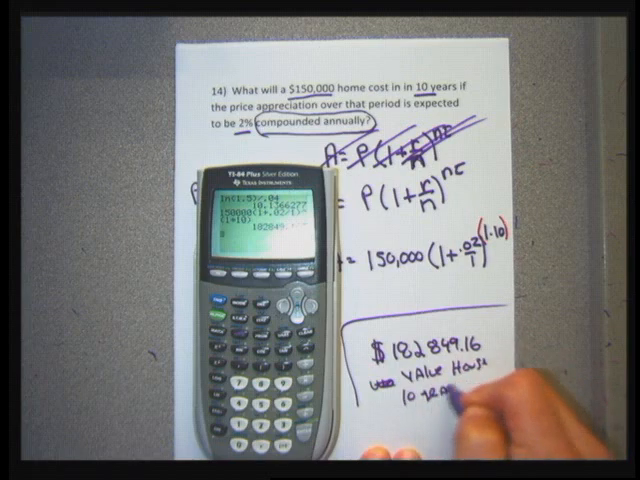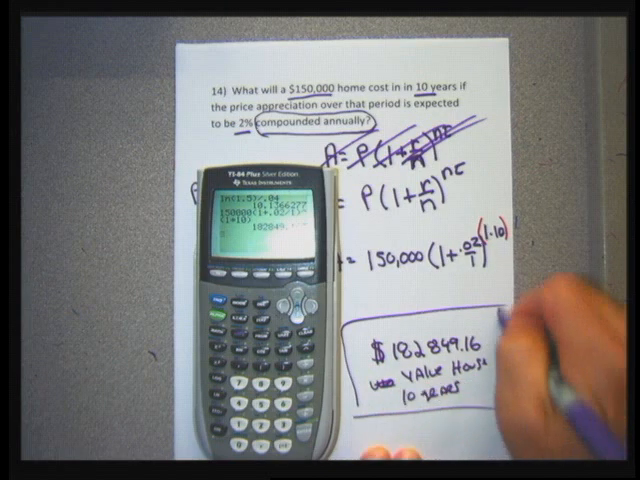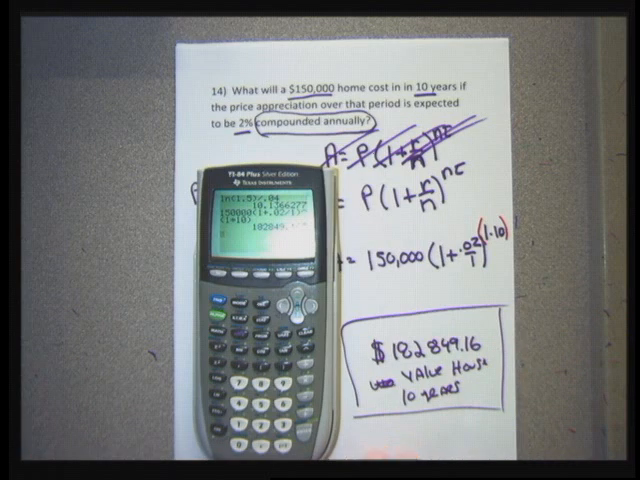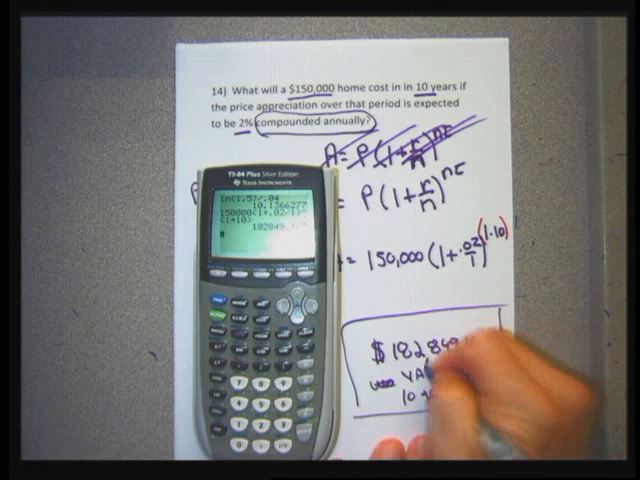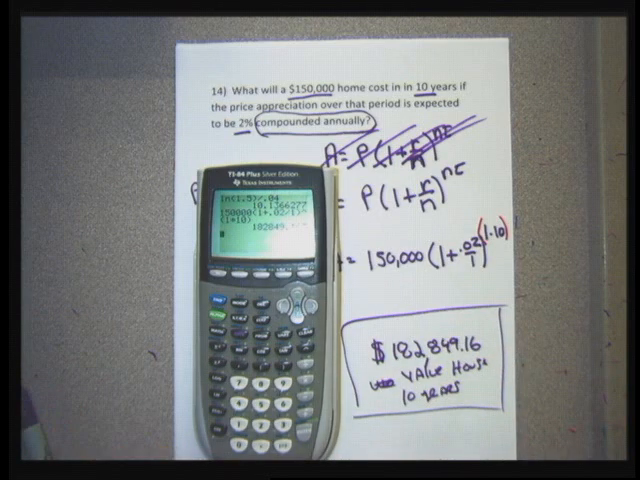That's assuming it goes up 2% per year. Of course, we all found out that home values can actually go down. At one point I would have told you that could never happen in Phoenix, but it certainly did. So anyways, that would be an appropriate answer for problem 14.